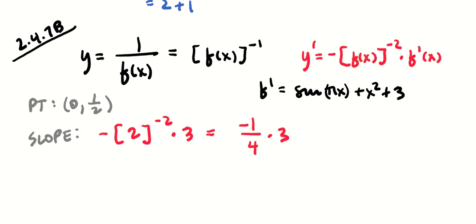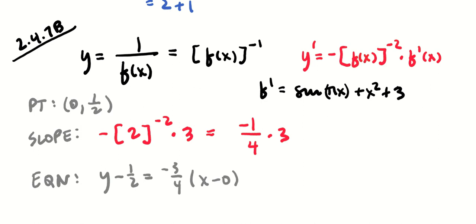So that, I think... Oh, and I've got a point and a slope. I just need an equation now. And it's y minus a half is equal to negative 3/4 times x minus 0.